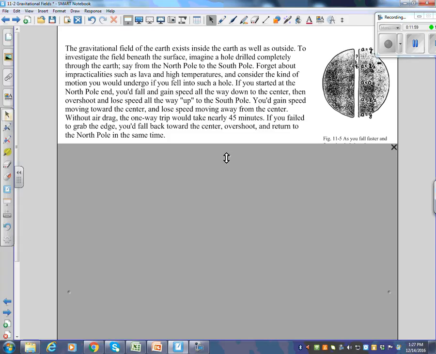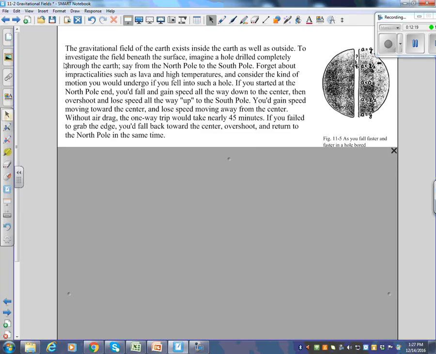Does the gravitational field exist inside the Earth as well? Yes. I mean, if you dig a little hole that's only a couple inches deep, you stand in it, there's still gravity, right? You go a foot deep, still gravity, right? Still gravity everywhere you go, right? So the gravitational field of the Earth exists inside the Earth as well as outside.